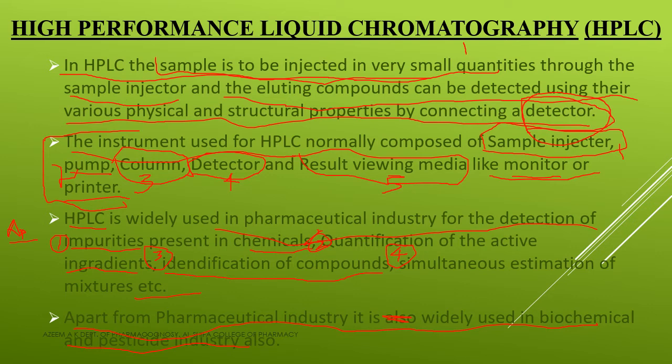Now, what were the uses in pharma industries? Detection of impurities present in chemicals, then quantification of active ingredients, third one is identification of compounds, then the fourth one is simultaneous estimation of mixtures. Now apart from pharmaceutical industry, HPLC is also widely used in biochemical and pesticide industry. So that is about HPLC.